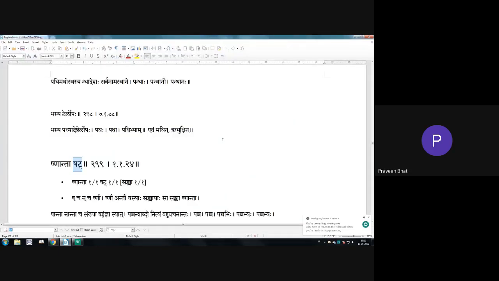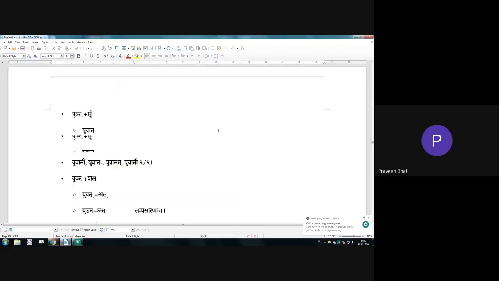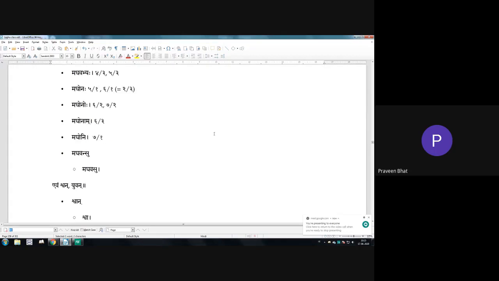I'm not looking for a sutra number. I'm looking for a laghu sutra number where we would have used this earlier. What happens to this shad? So shad chaturbhyascha, we have perhaps studied that sutra. Chatur. Shad chaturbhyascha.